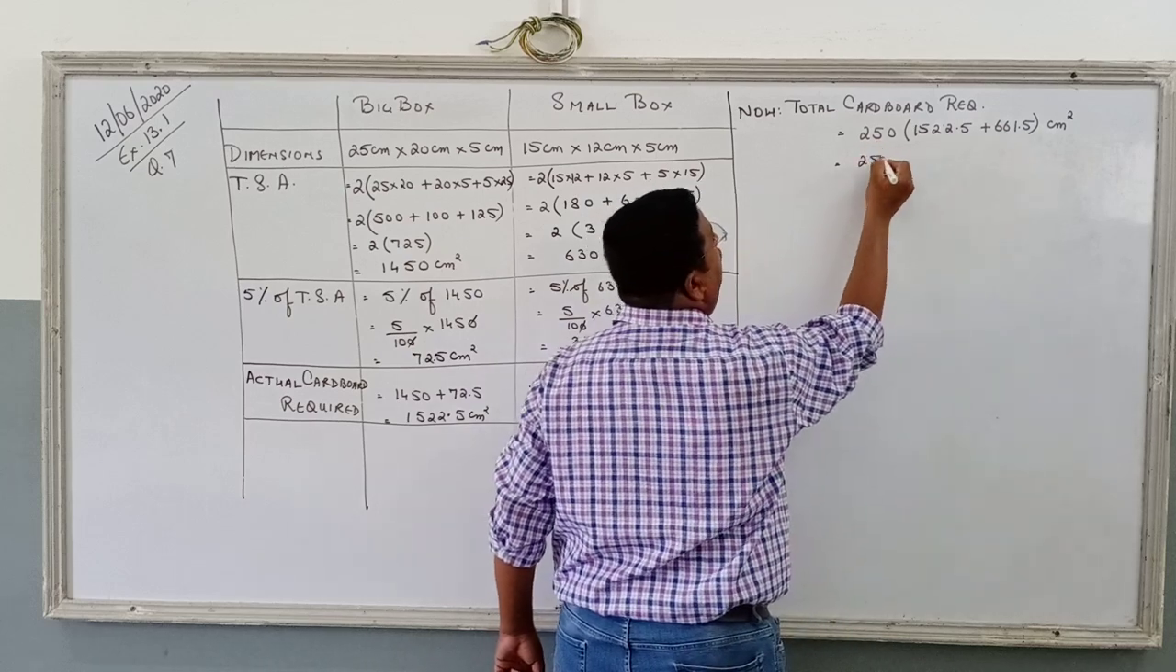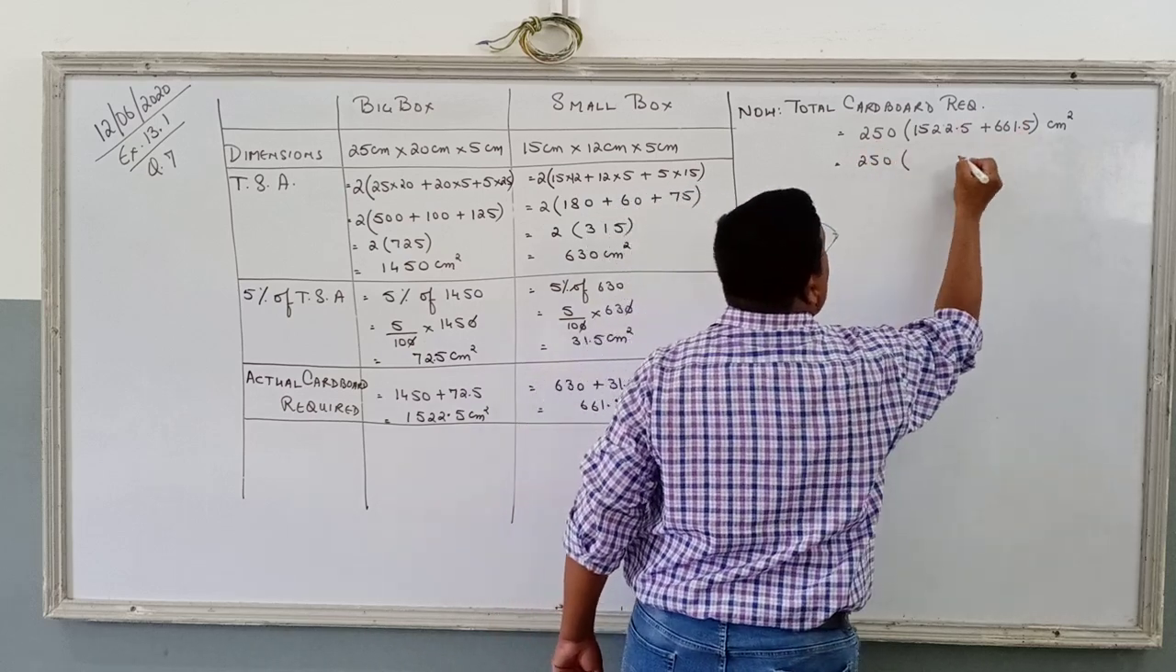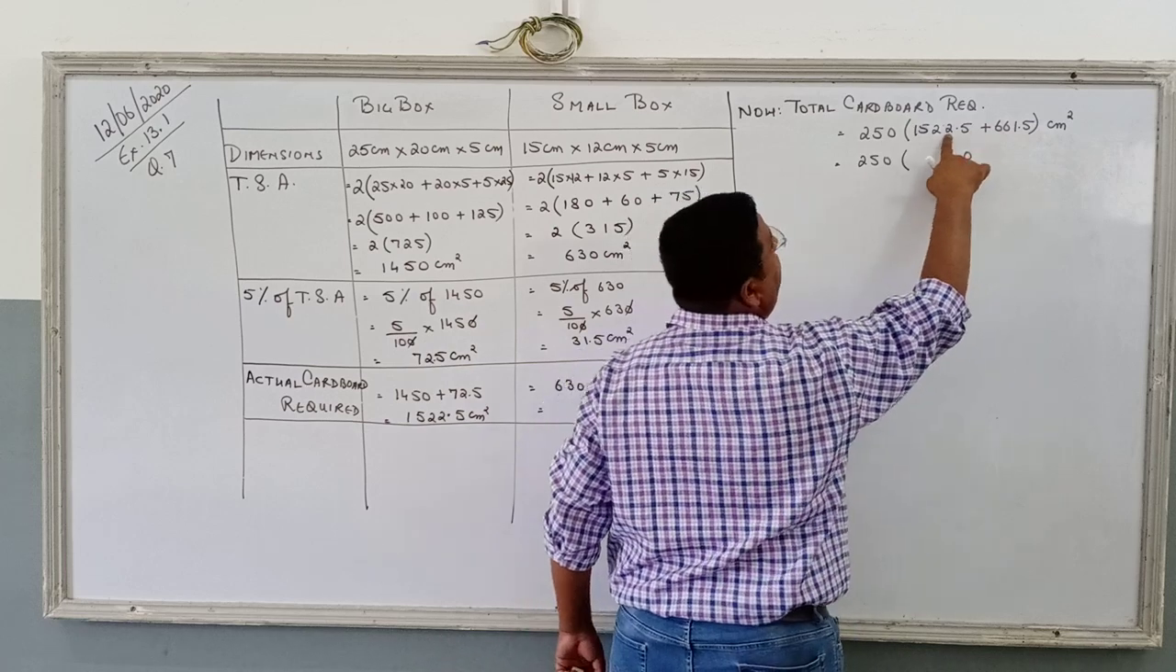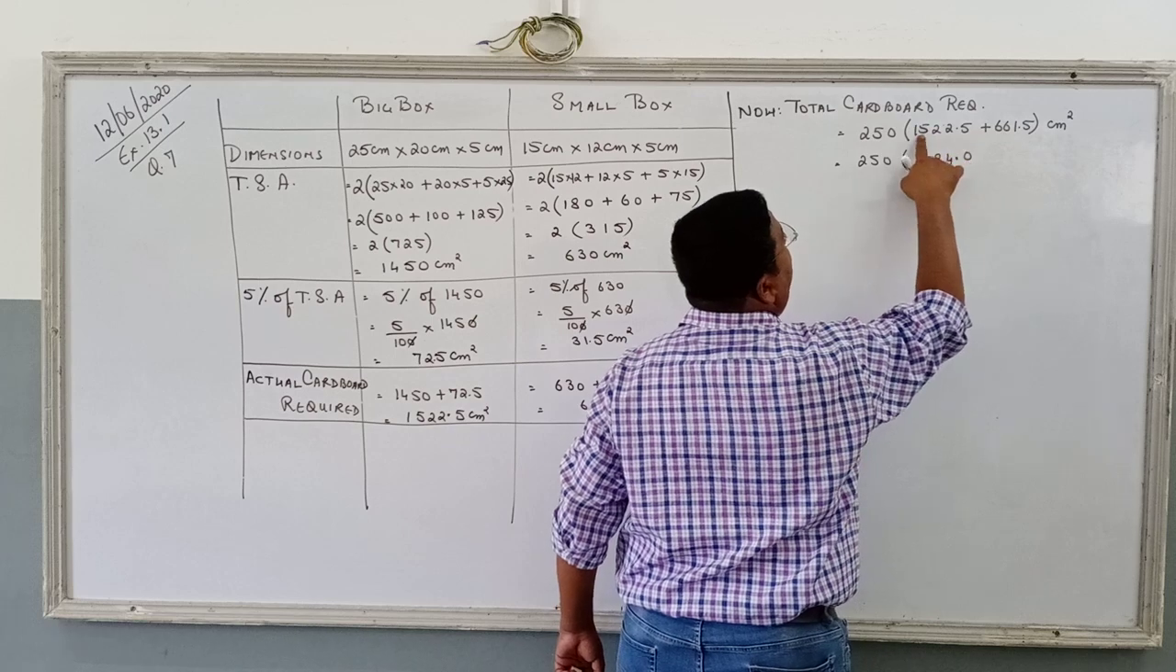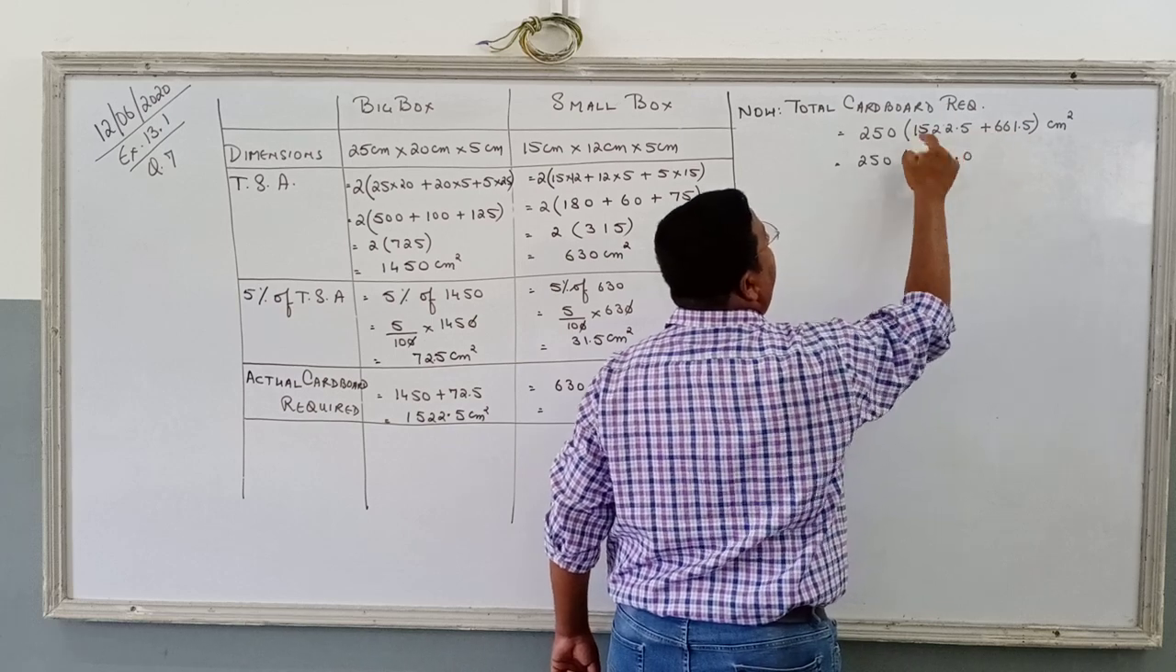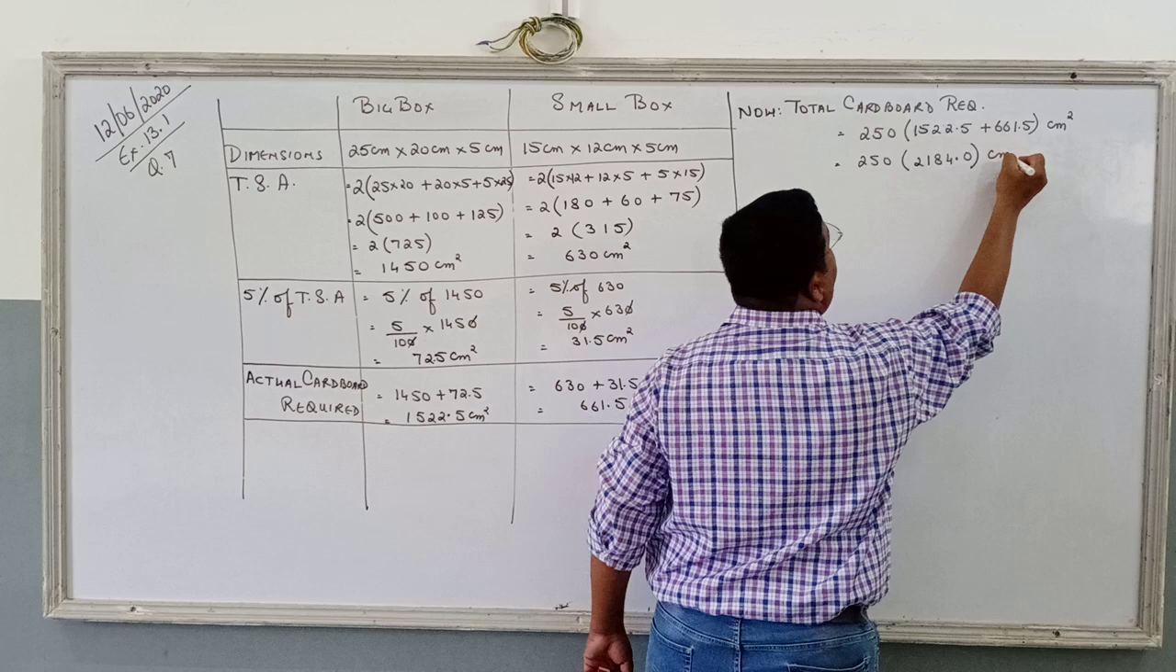Added 250 into 0.5 and 0.5, 1, so 0, carry 1, 2 and 1, 3 and 1, 4, 2 and 6, 8, 5 and 6, 11, carry 1 and 1, 2 centimeter square.